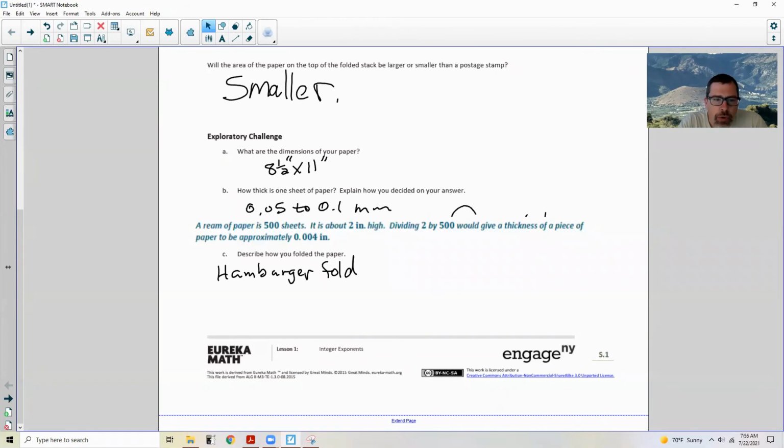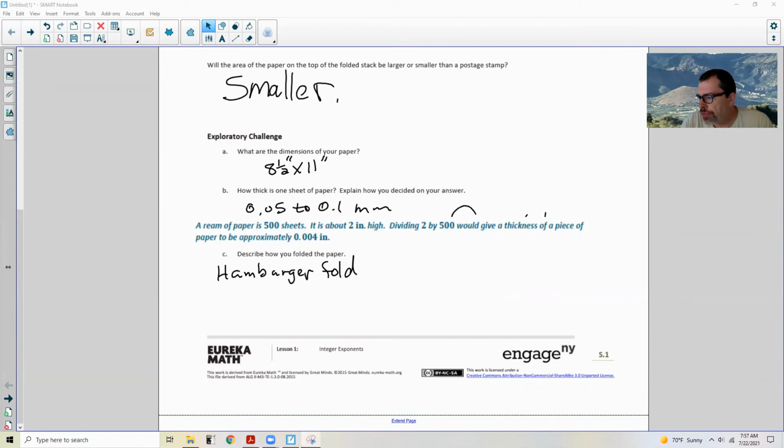Okay, so before I go on, I'm going to go back to part B. If we don't have access to the internet like I do, and while making this video I just Googled it, what you could do is say, well, a ream of paper is 500 sheets. It's about 2 inches high. Divide 2 by 500, and that'd give you a thickness of 0.004 inches. I was measuring in centimeters, but that would be inches. You could do the same in centimeters as well. If we knew how thick 500 sheets were, divide that by 500.